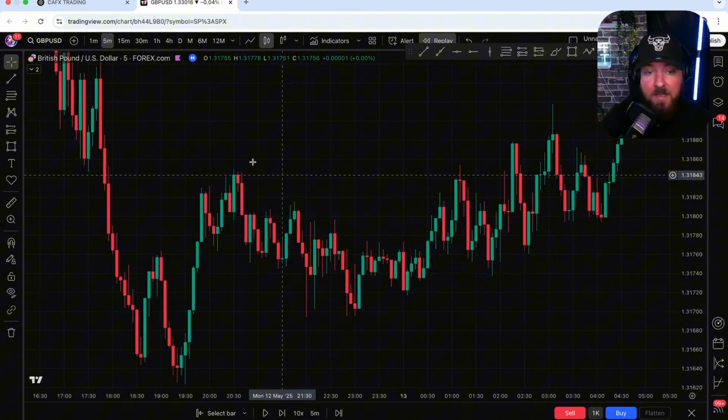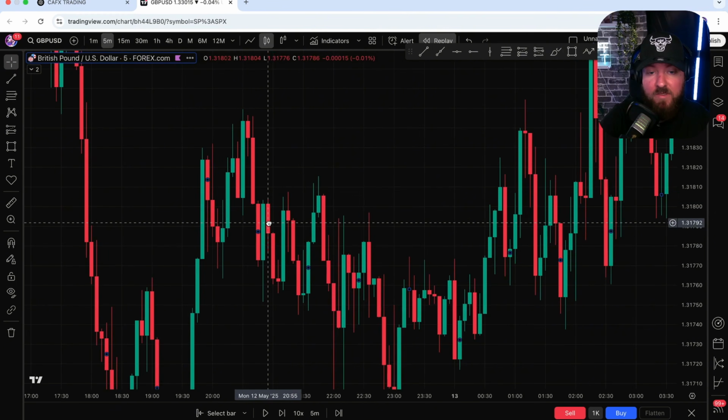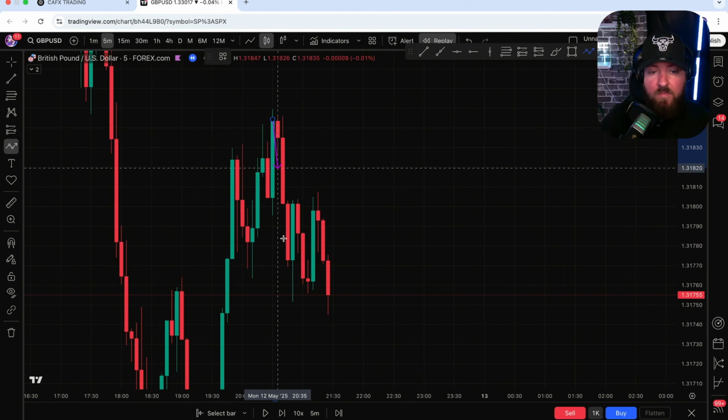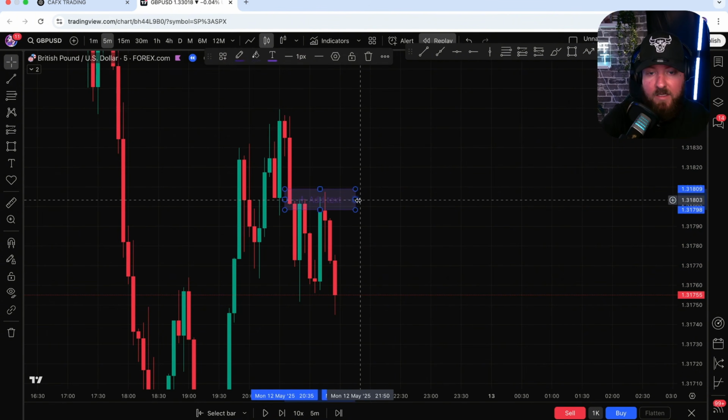They happen everywhere. Believe it or not, even this is a liquidity sweep. We're clearly coming down, boom, making lower lows. Cool. So people's stop losses are going to be in this area.